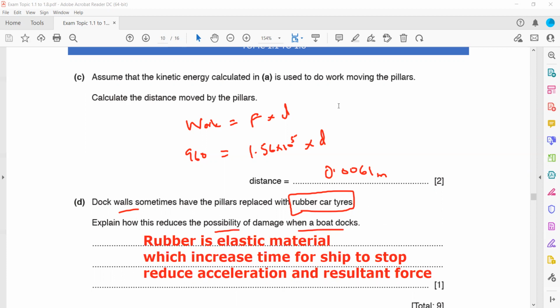I wrote it's reducing friction and contact. Reduces contact, is it true? Reduces friction, yeah, it is acceptable.